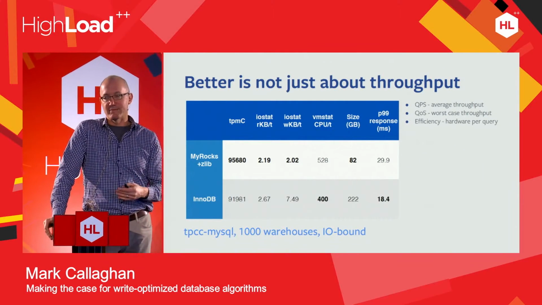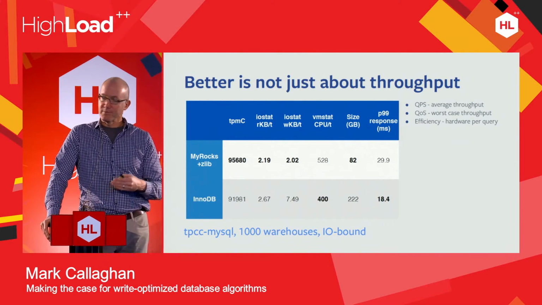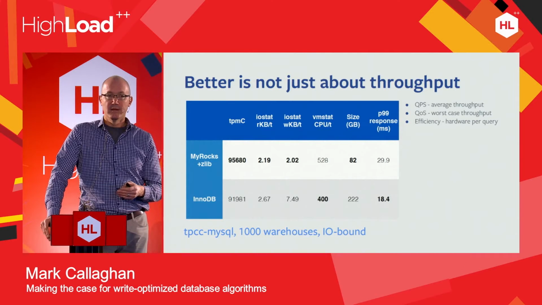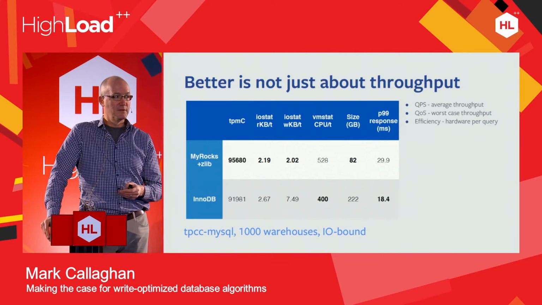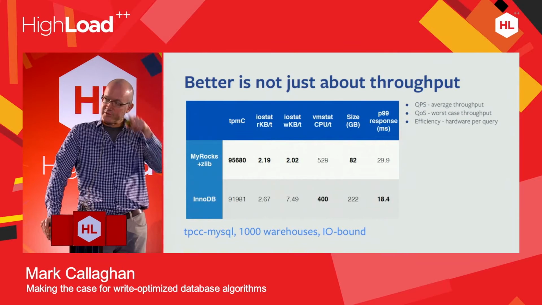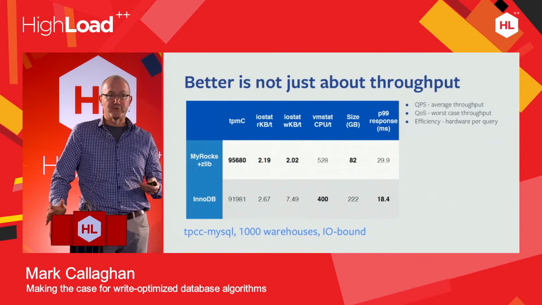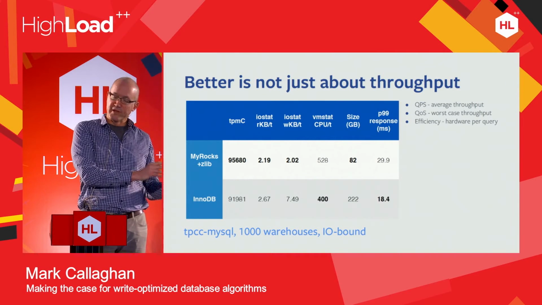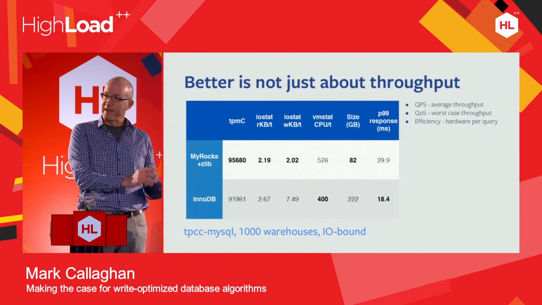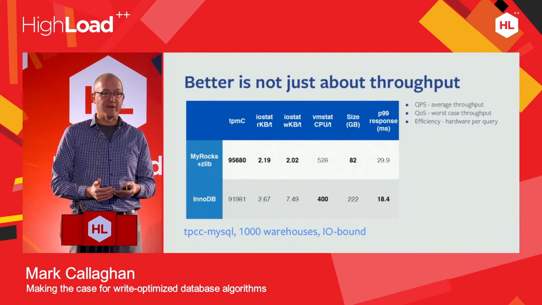I'm hoping that people who publish performance results, in addition to providing throughput or response time, also provide metrics on quality of service. What's the 99th percentile response time? What's the worst case throughput? Because stalls in performance are really bad for end users. The other one is efficiency. QPS, or transactions or queries per second, tells you how fast you're going, but you want to know how much hardware you are consuming to go that fast.